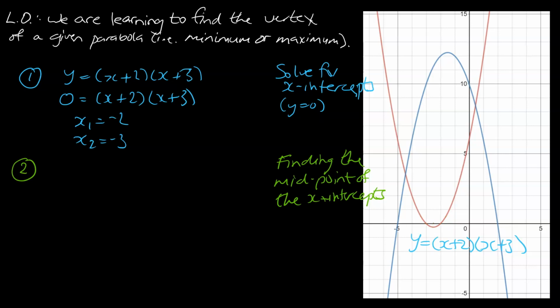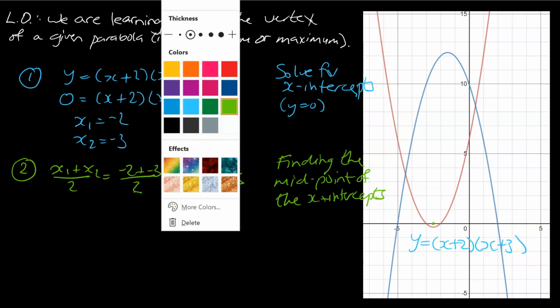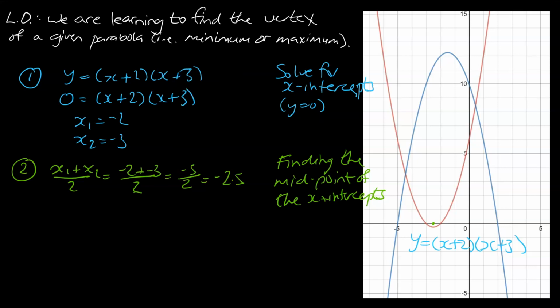So what we're going to be doing is calculating the x value just there where I put that little green dot. The way to do that is x1 plus x2, divided by 2. So that's -2 plus -3, divided by 2. That's -5 divided by 2, which is -2.5. So we found the corresponding x value, and the final step is to plug that in to find the equivalent y value.